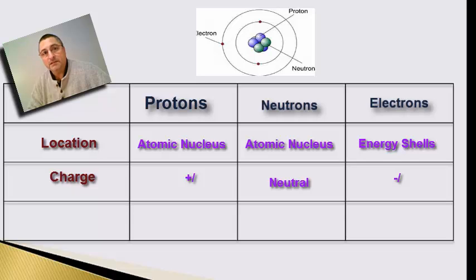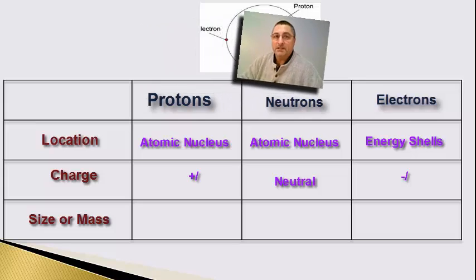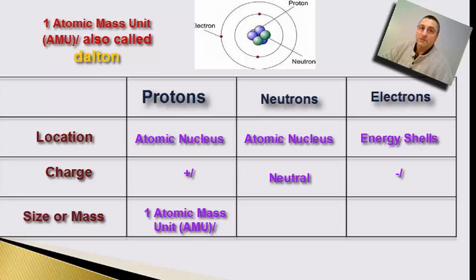Now let's also finally say size. The third thing that differs between these three subatomic particles is their mass. So for each proton I have one atomic mass unit. So if I have an atom that has 6 protons in it, then it has 6 atomic mass units, or AMUs. Another name that's frequently used for AMUs is Daltons. So 1 AMU equals 1 Dalton.